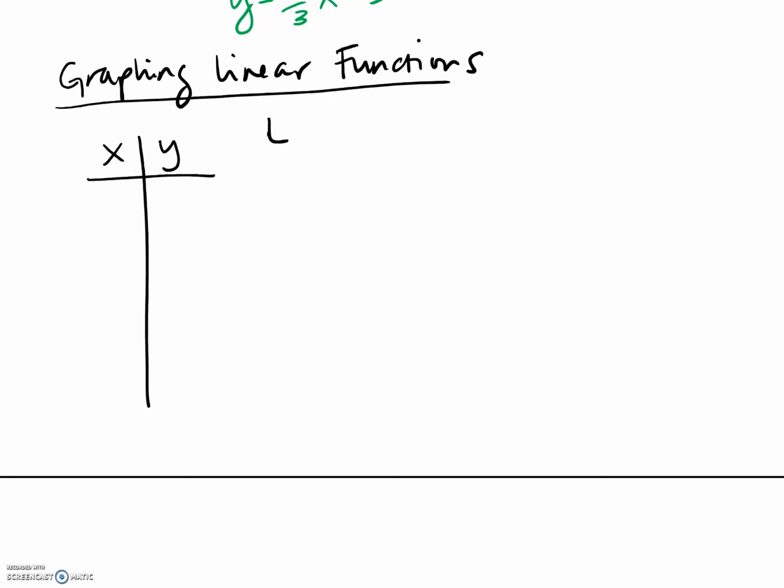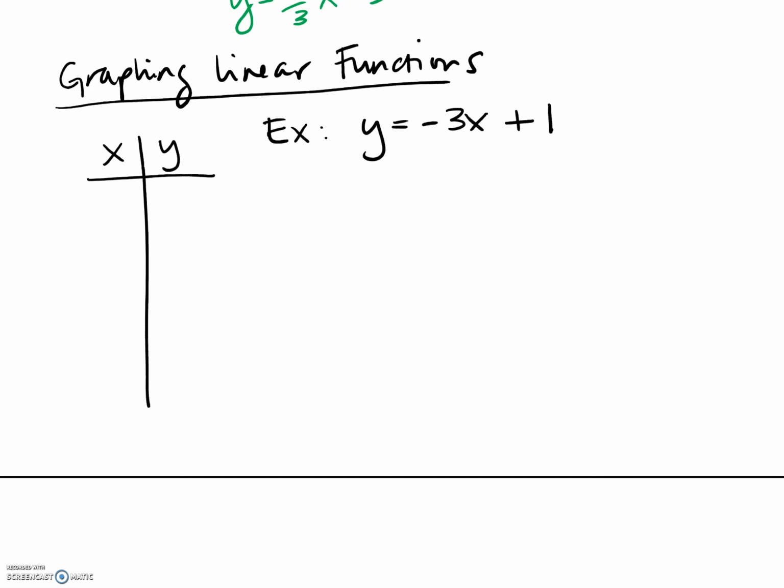So let's just come up with a quick example here. Let's do y is equal to negative 3x plus 1. So this happens to be in our slope-intercept form. And we'll talk about how to graph using slope-intercept form, but for now we're just going to use our table to find solutions to this.